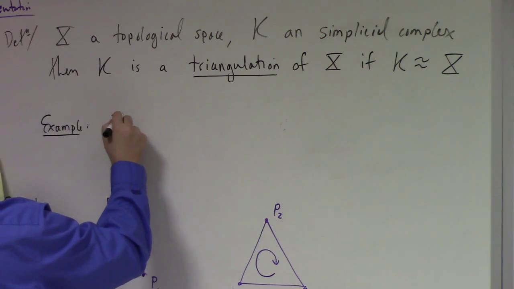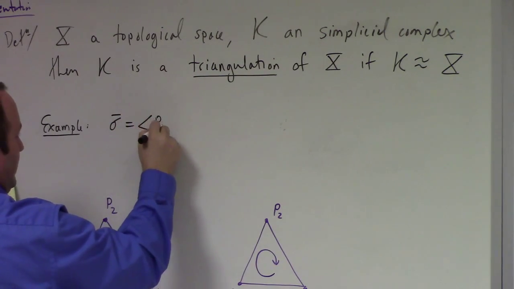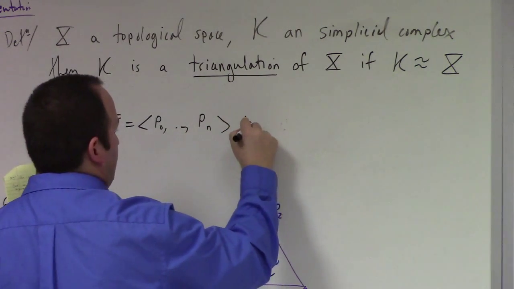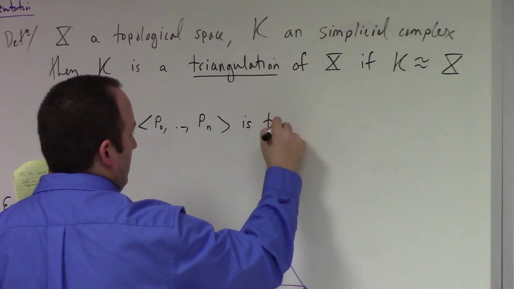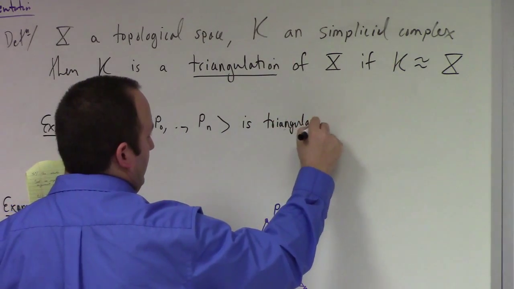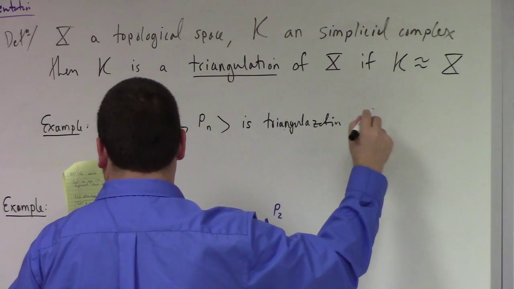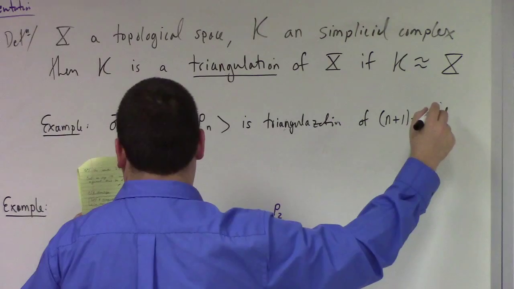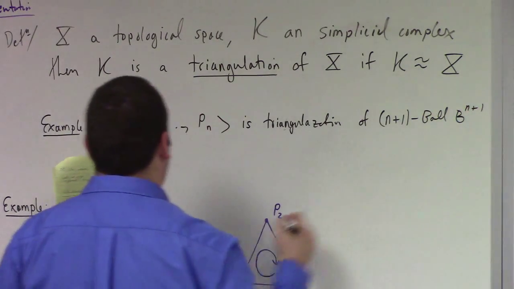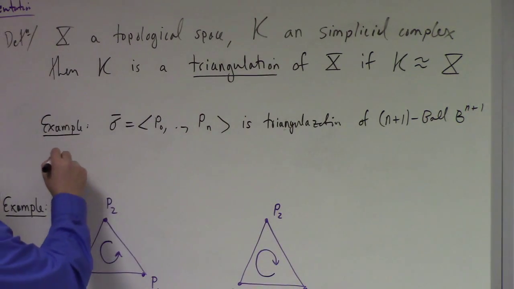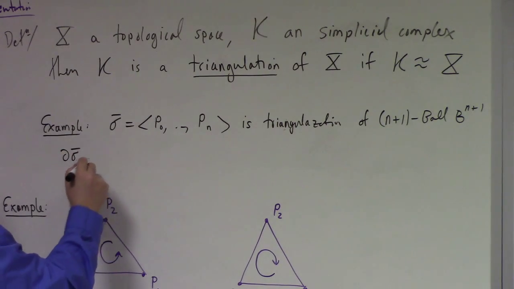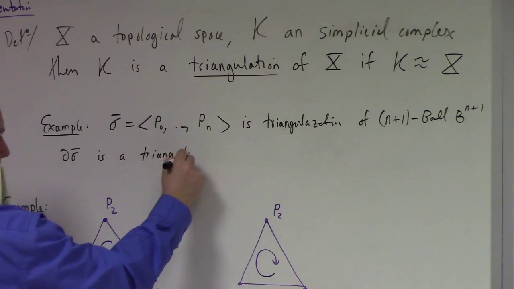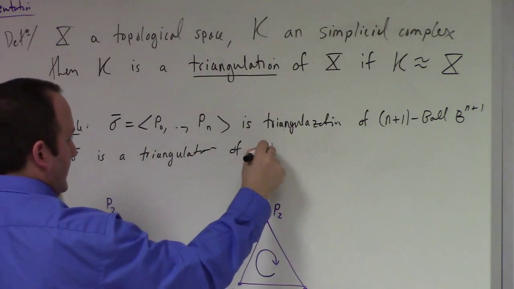If sigma bar is equal to p naught through p n, that is a triangulation of the n+1 ball, let's say B^(n+1). And the boundary of sigma is actually a triangulation of the n sphere.